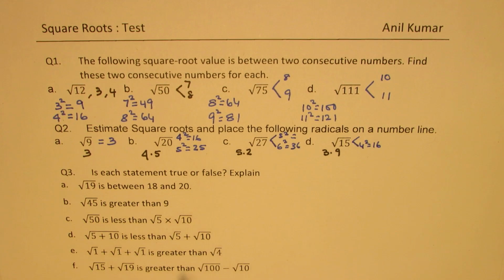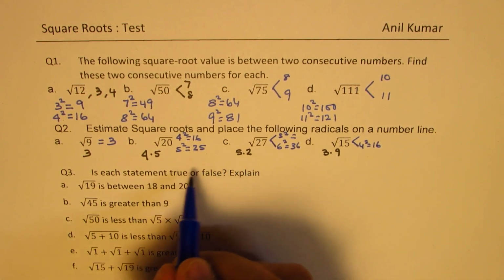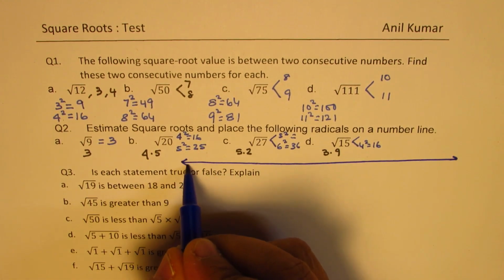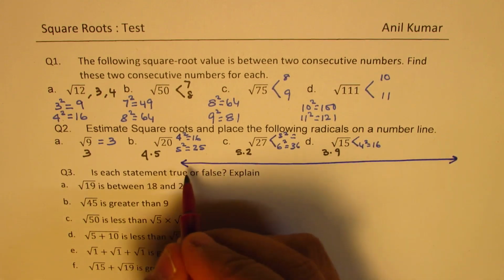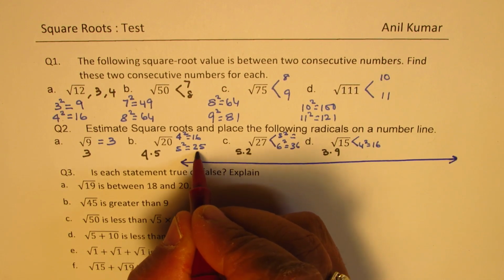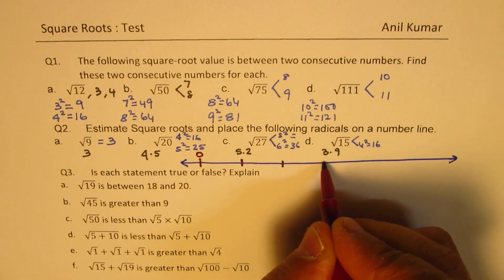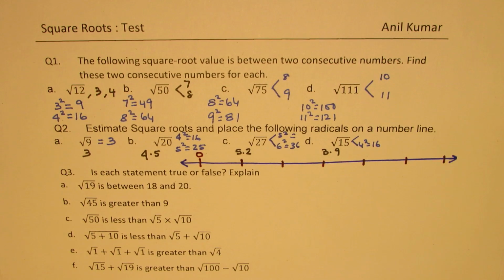We can place them on a number line, right? So let's see how. I'm just making a number line here. We have very little space, so we'll try to squeeze all the values into this space. We have to go till a maximum of 6, right? So let's say this is 0 for us, okay. And then we have 1, 2, 3, 4, 5, and 6.